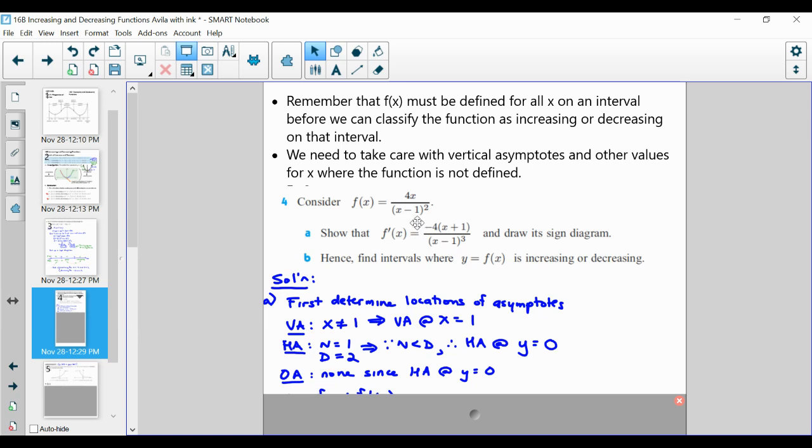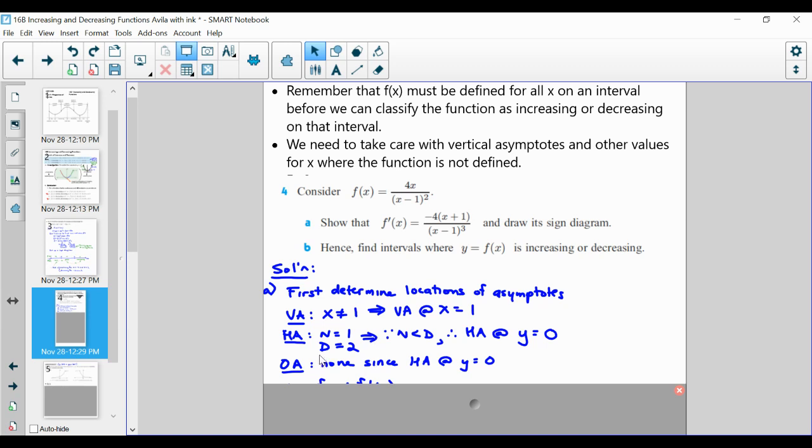We know that x can't equal 1, or my denominator will equal 0. So there's a vertical asymptote at x equals 1. I know it's a vertical asymptote because if I plug in 1 for the numerator, I'm also going to get 0. And whenever I have a 0 over 0 situation, that is going to give me this.